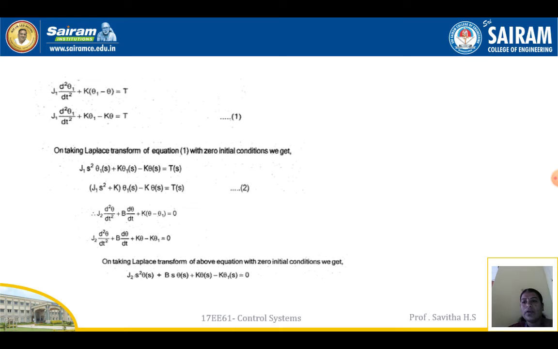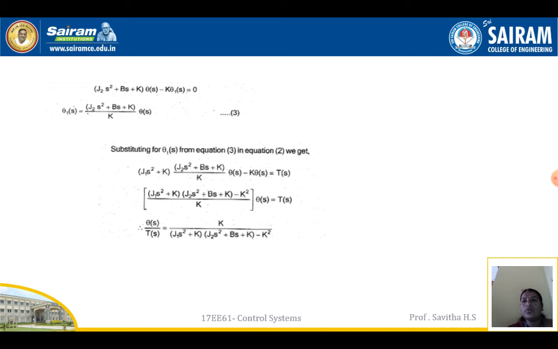So (J1 s squared plus K) into theta 1 of s minus K into theta of s is equal to T of s. Call it equation 2. Next, taking the second node, J2 d squared theta by dt squared plus B d theta by dt plus K (theta minus theta 1) is equal to 0. Taking the Laplace transform, J2 s squared theta of s plus B s into theta of s plus K theta of s minus K into theta 1 of s equals 0. So (J2 s squared plus Bs plus K) theta of s minus K into theta 1 of s is equal to 0. Therefore, theta 1 of s is equal to (J2 s squared plus Bs plus K) divided by K into theta of s.